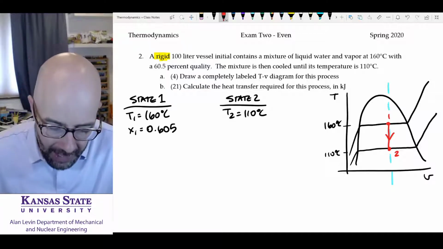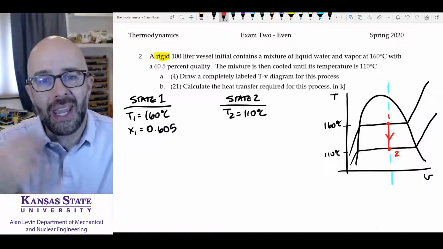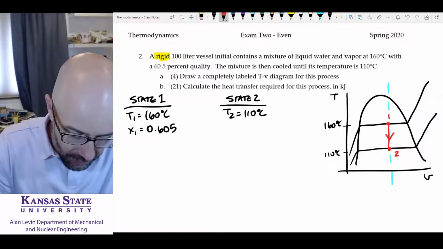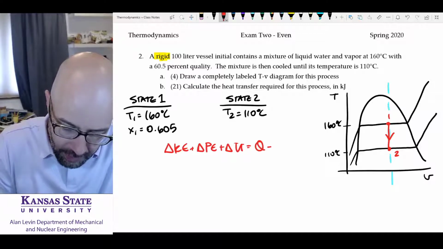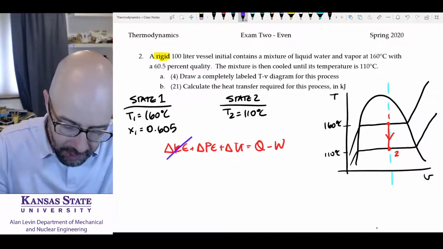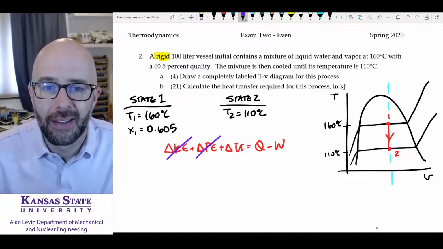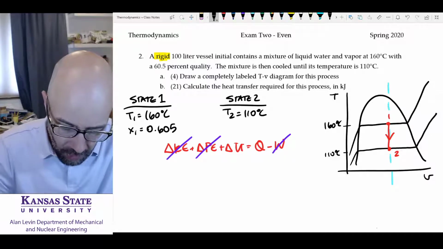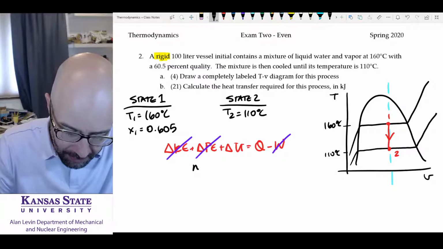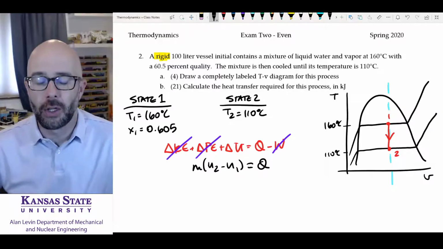Okay, so now it says calculate the heat transfer required for this process in kilojoules. Heat transfer means I'm going to have to deal with the first law, so delta KE plus delta PE plus delta U is equal to Q minus W. I know that the kinetic energy and potential energy effects are negligible here. I also know that it's a rigid tank, so again, I'm going to have no work happening here. And so I end up with mass times (u2 minus u1) is equal to my heat transfer Q.